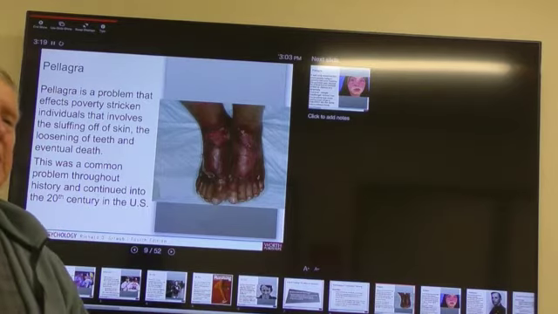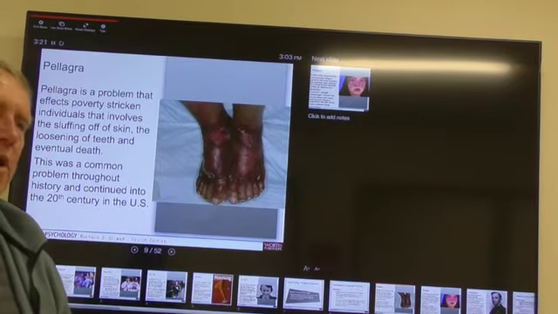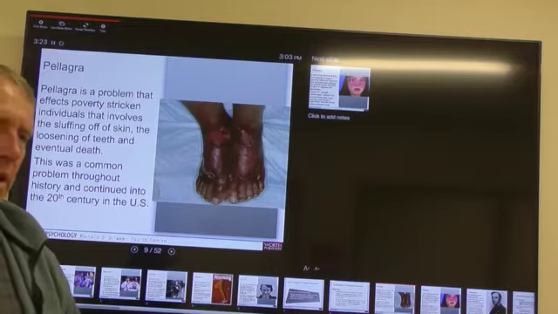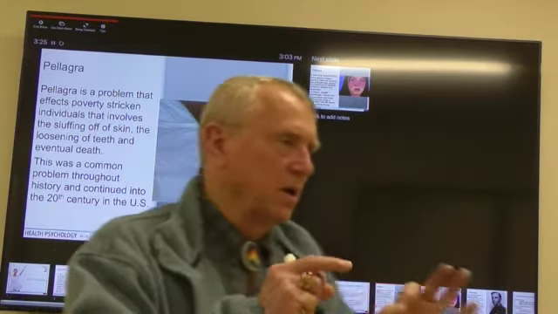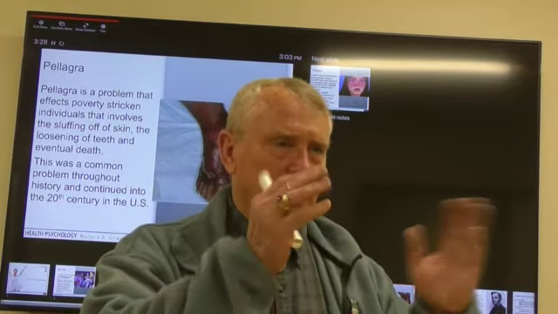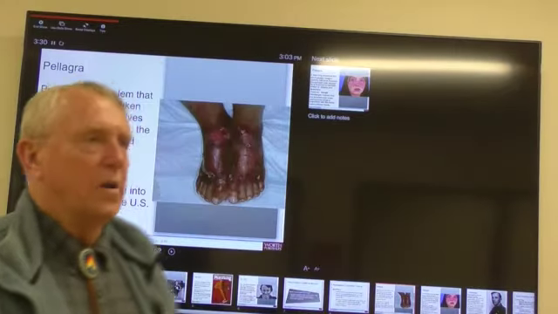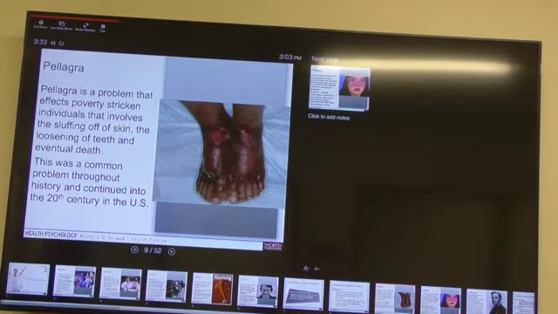Has anybody ever tasted Wonder Bread? Have you ever eaten Wonder Bread? It's in a package with balloons on it. It's got red and yellow. Okay, Wonder Bread. They make Wonder Bread all over the United States. There's a reason why Wonder Bread is Wonder Bread, and I'll explain it to you in just a second.